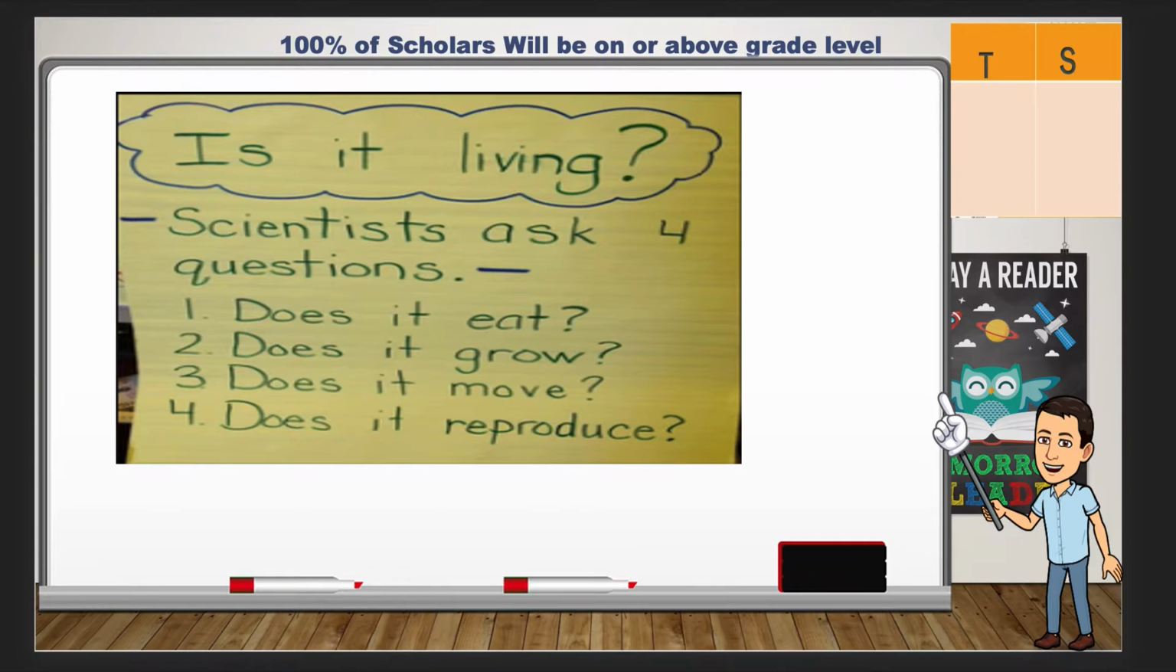How do we find out if something is living or non-living? Well, we ask these four questions to ourselves. Does it eat? Does it grow? Does it move? Does it reproduce? If we answer yes to all these four questions, yes, it is a living thing.